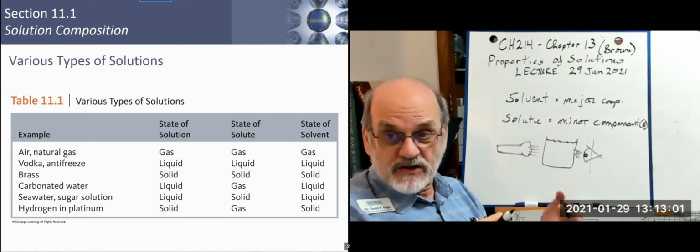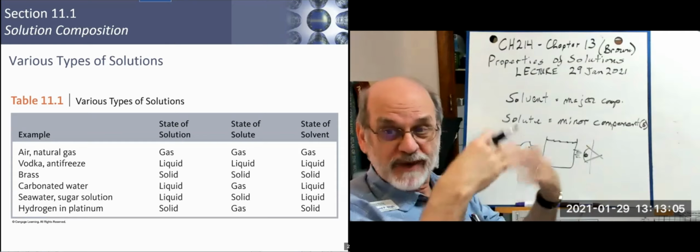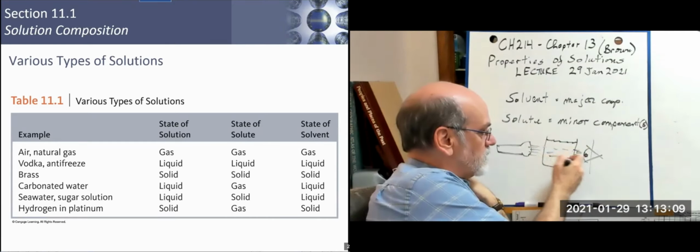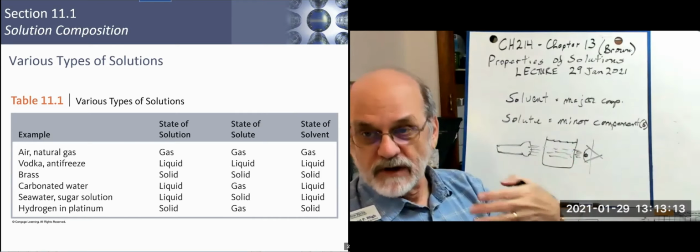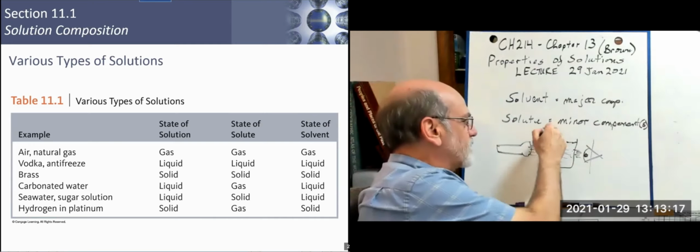But if it's a suspension where you have even the very finest particle sizes suspended in the liquid, then you'll see the light beam, dispersing the light beam, bouncing off those little particles. That's called the Tyndall effect.